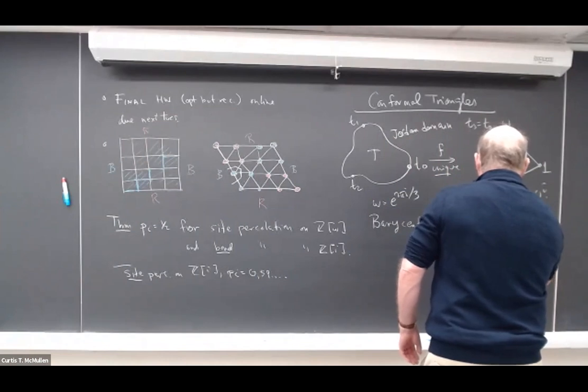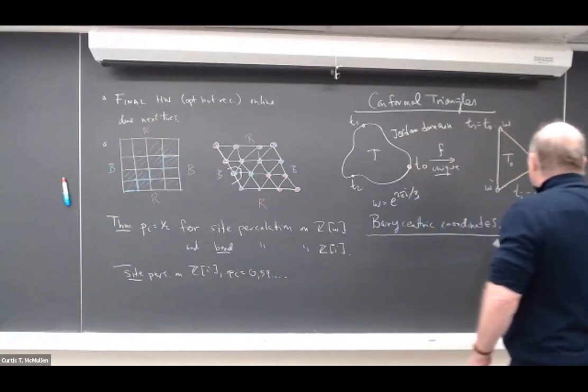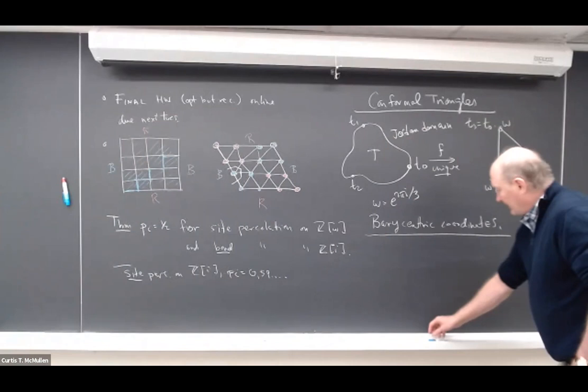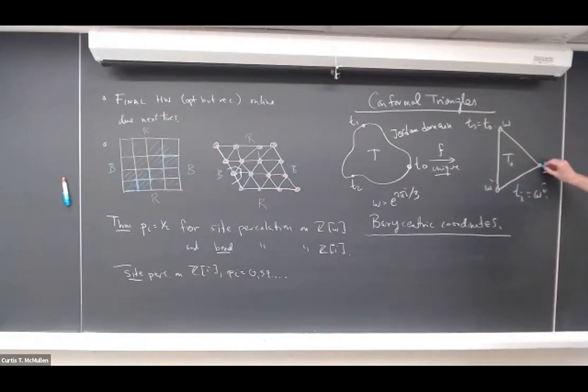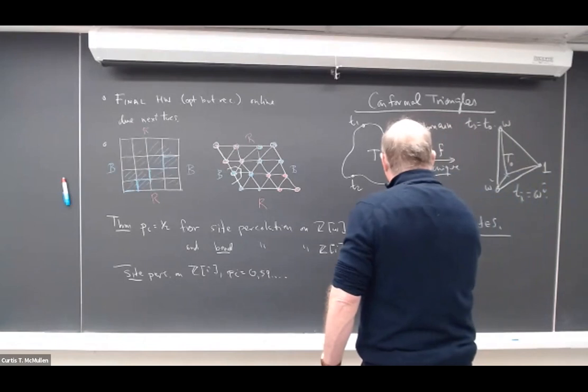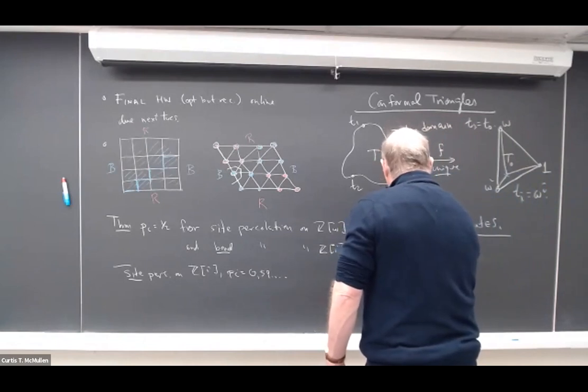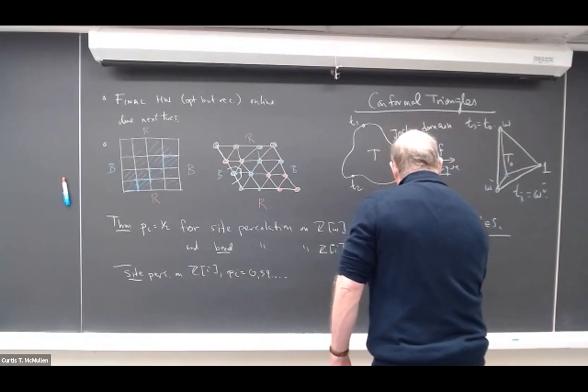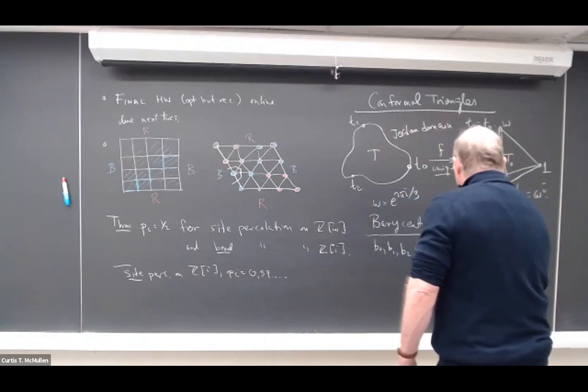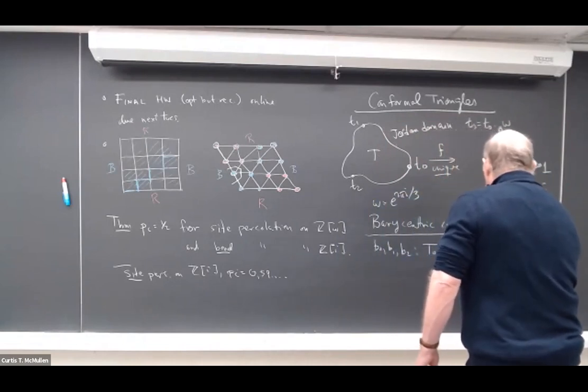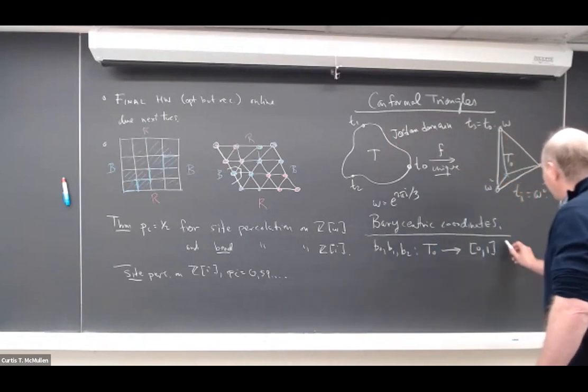And these will play a crucial role in the analysis of percolation. So barycentric coordinates look like this. You want to describe any point in the interior of the triangle as a sort of weighted sum of the 3 vertices. And so the barycentric coordinates are 3 maps, I'll give you them in the case of T naught first, to [0, 1], and they have the property that they sum up to 1.